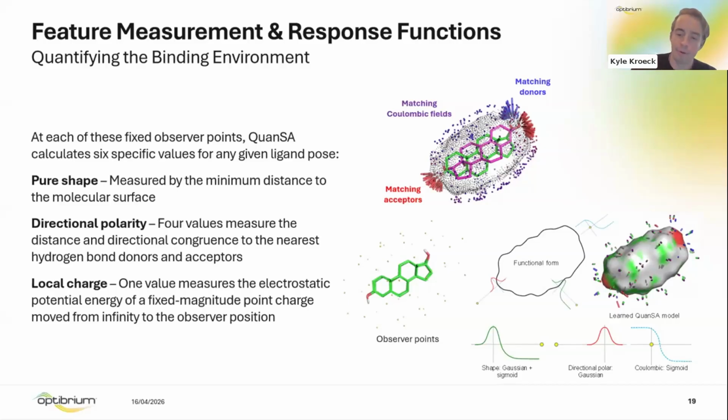So at every single point around the molecule, we get 1 value for shape, 4 for polarity, and 1 for charge. Together, these 6 measurements drive specific nonlinear response functions parameterized from the SAR data. Pure shape feeds into a combination Gaussian sigmoid curve. Directional polar measurements feed into strictly Gaussian terms, and the Coulombic charge feeds into a learned sigmoidal curve.